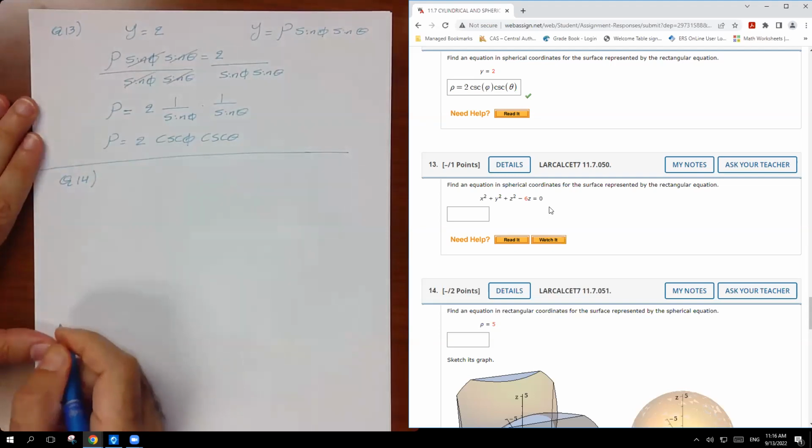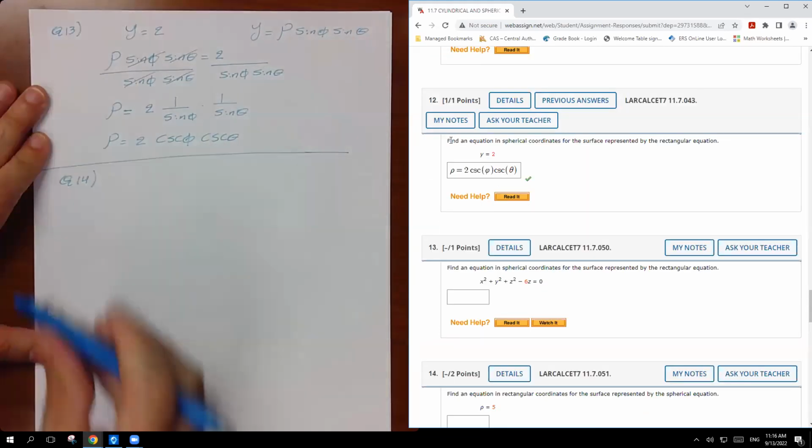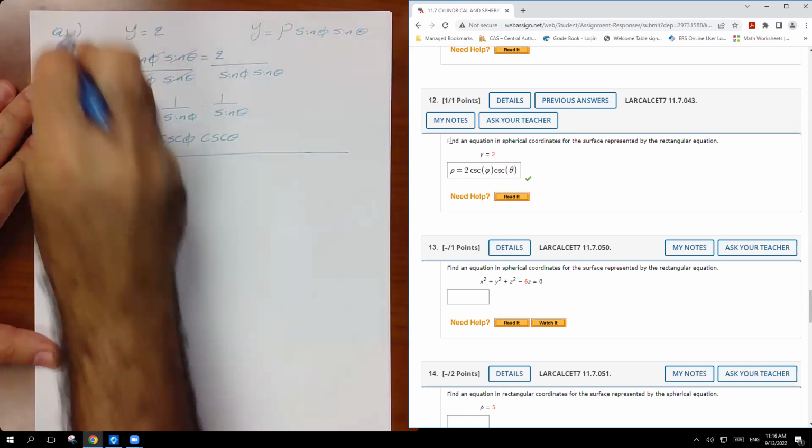I don't know if we skipped one. No, we didn't. Oh yeah, here's a 12. This one is a 12. And this one is 13.